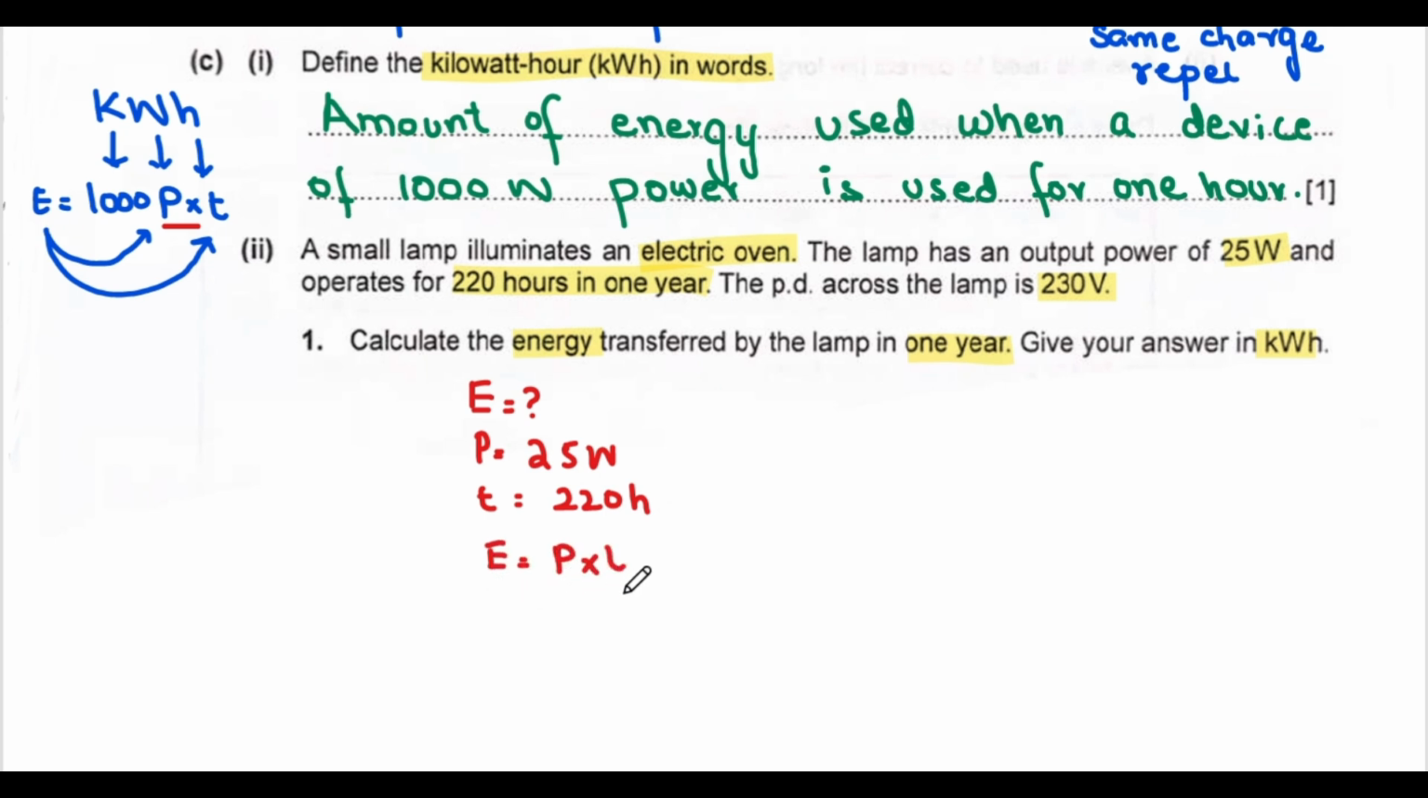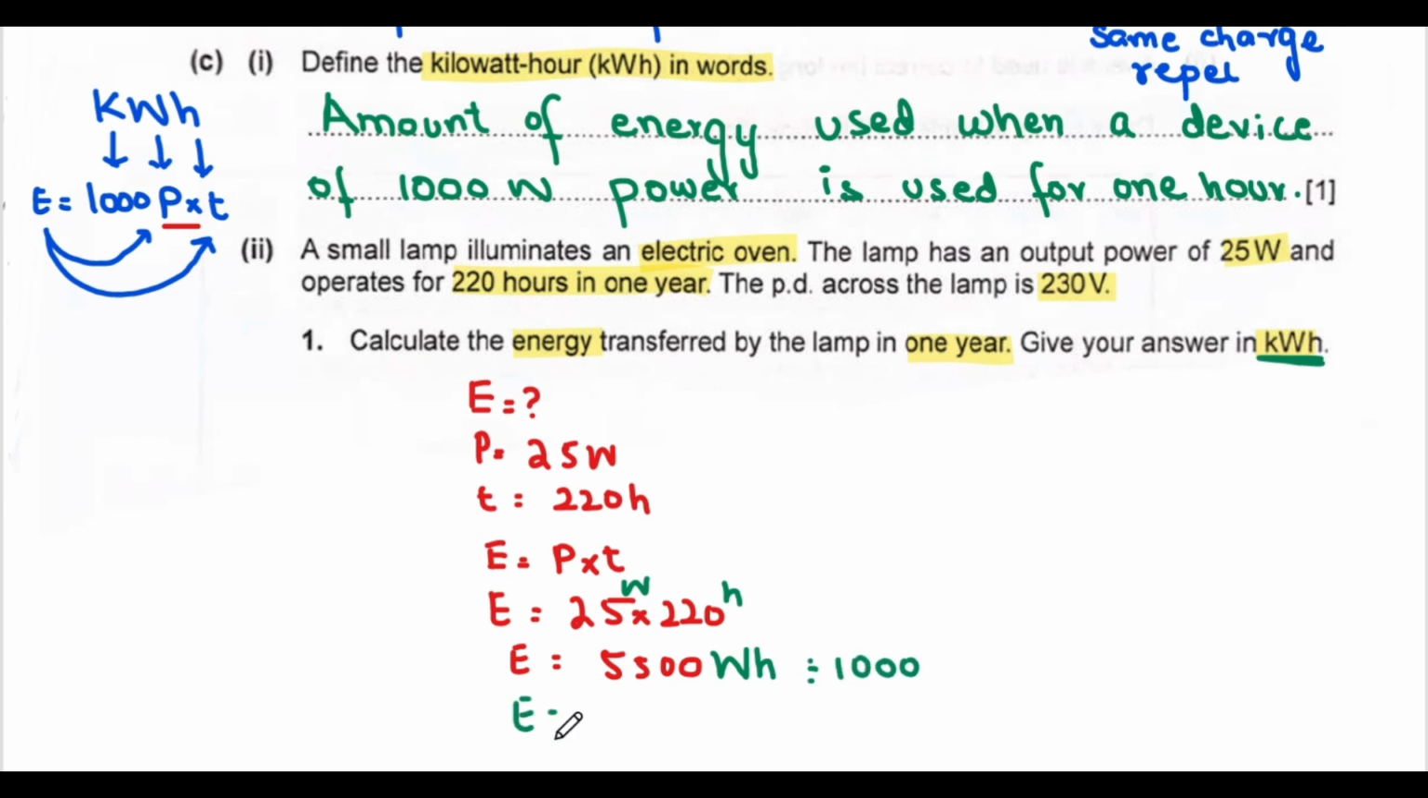E is equal to P times T. Now the value of P is 25 and the value of T is 220. That means the energy would be 5500. But the unit of power is watt and the time is hour, so the unit of energy would be watt hour. But we need the unit in kilowatt hour. So to convert it into kilo, we have to divide this by 1000. So energy would be 5.5 kilowatt hour.